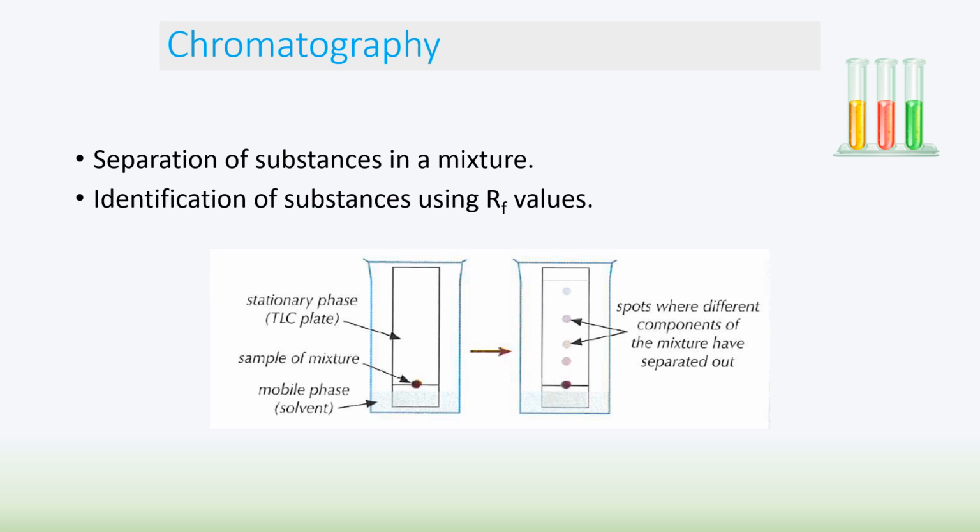We might want to look and investigate the chemicals, the pigments that are involved in photosynthesis. So we can do this using chromatography, which is used to separate substances in a mixture, and we can actually identify them by.